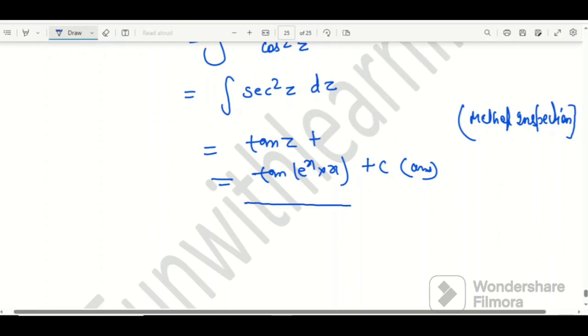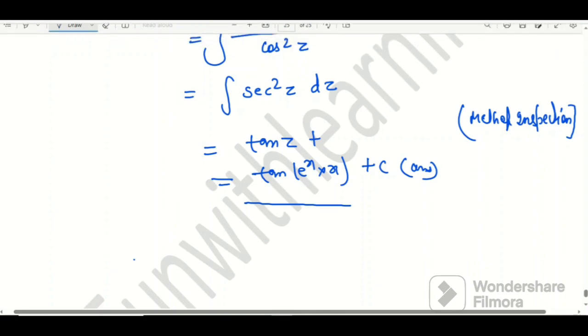We'll try to solve even the next exercise in the coming week. And after solving all these exercises, we'll try to cover all the types of integration.